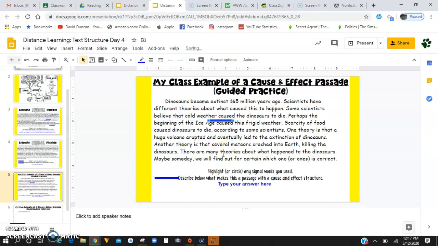Guys, if you're struggling with these lines, don't freak out about it. Just comment on here saying you were struggling with it, and I'll be happy to help. All right, so I have caused, and then I have another cause right here. Those are my 2 signal words.